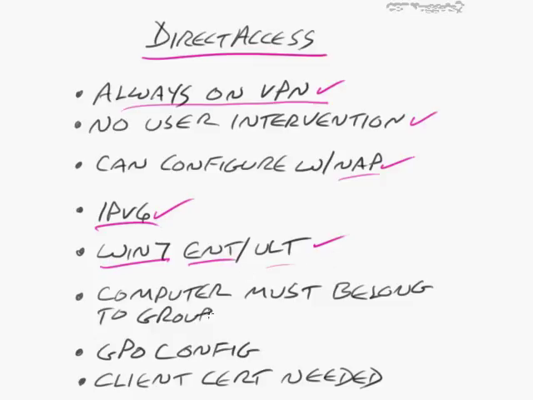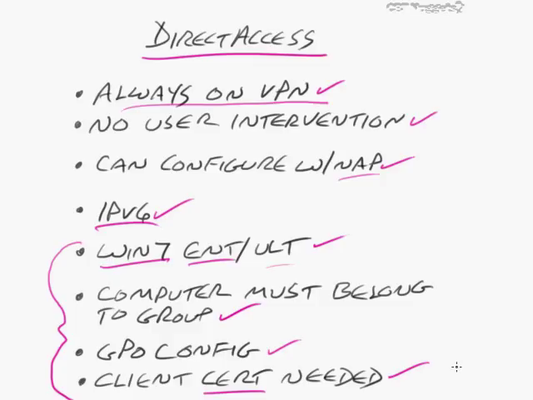And the computer must belong to a specific group that you'll create. If the computer is a member of that group, it will have access through Direct Access, provided everything else is configured properly. By the way, all the client configuration is all this stuff right down here at the bottom. The other thing you'll do is configure this through a group policy object and enable that for any clients that receive the GPO. The client certificate does have to be there as well.